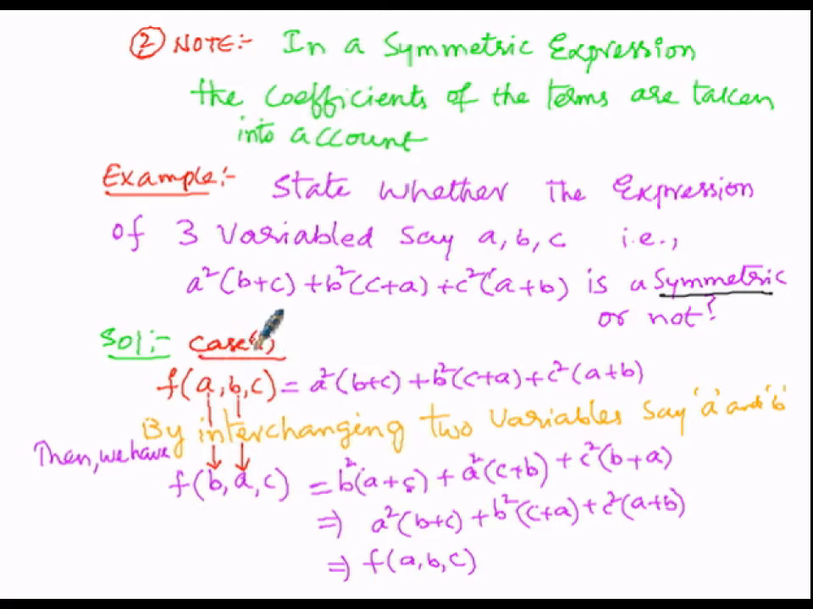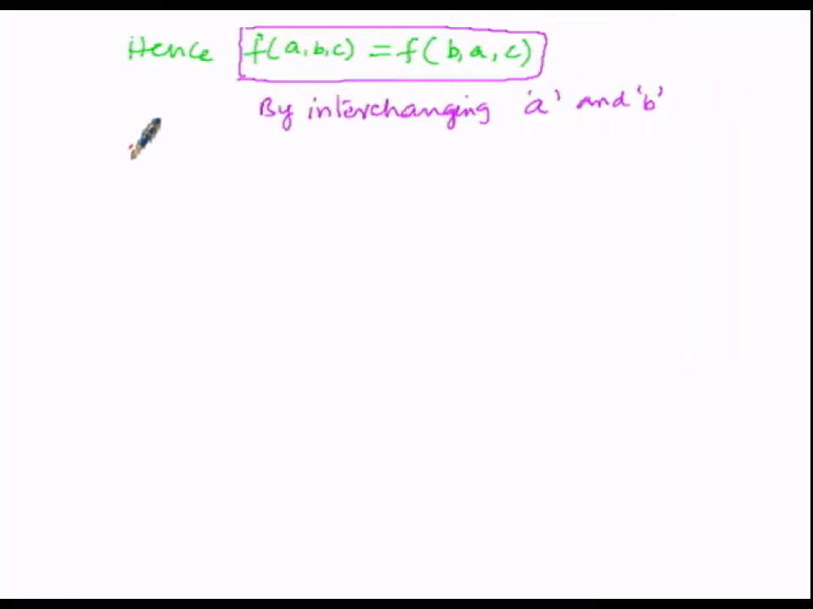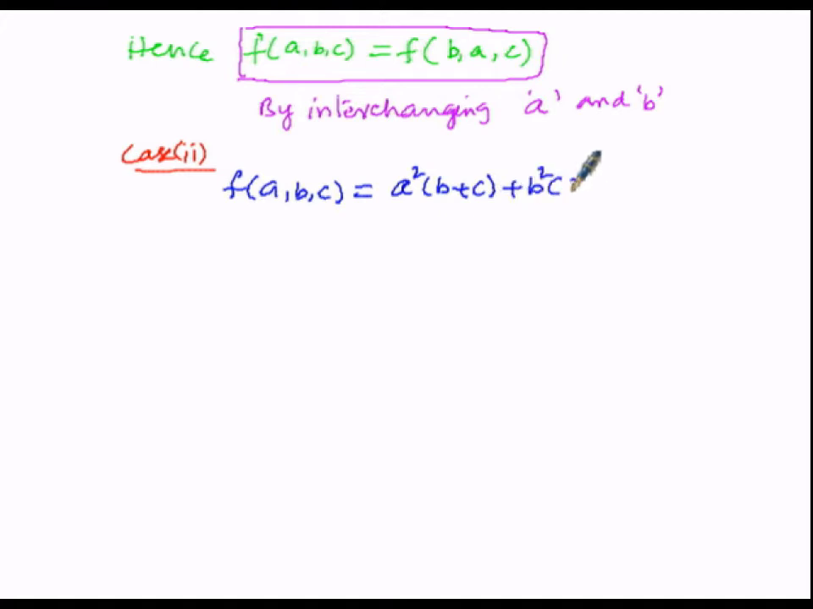Then let us go for the case number 2. In our case number 2, the given one is f of a comma b comma c, given by a square into b plus c plus b square into c plus a plus c square into a plus b. So this is the given expression in 3 variables.